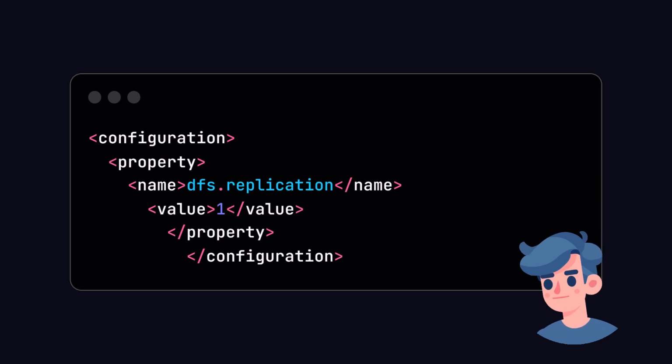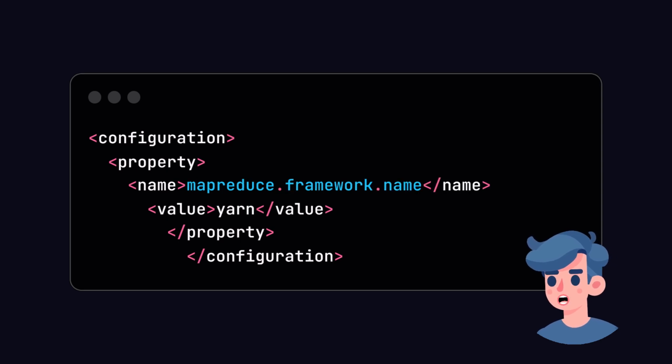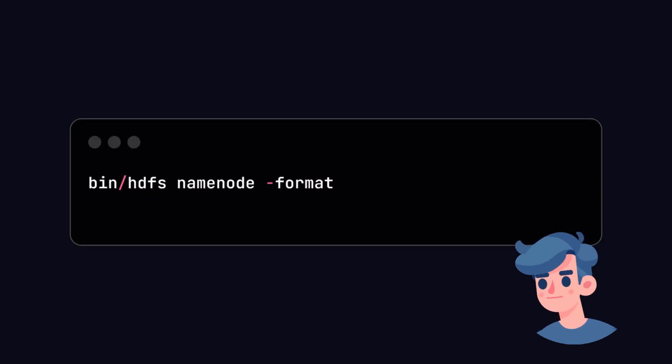Next, we will configure hdfs-site.xml to define settings for the Hadoop distributed file system. Finally, let's edit the mapred-site.xml file to configure MapReduce job handling. If this file doesn't exist, you can create it by copying mapred-site.xml.template. With the Hadoop configurations complete, it's time to format the name node using the following command.